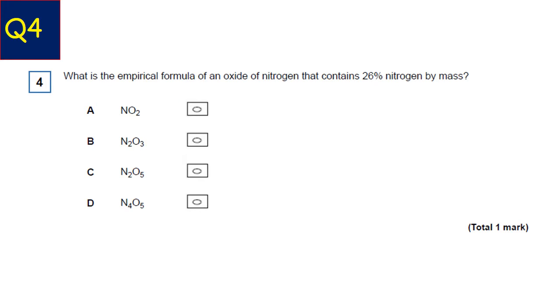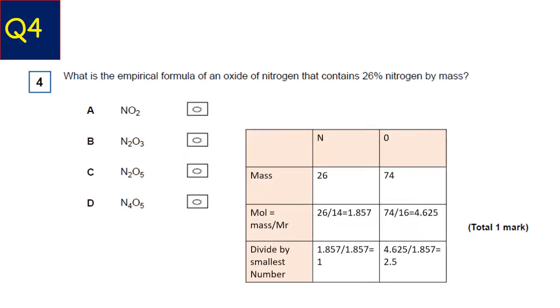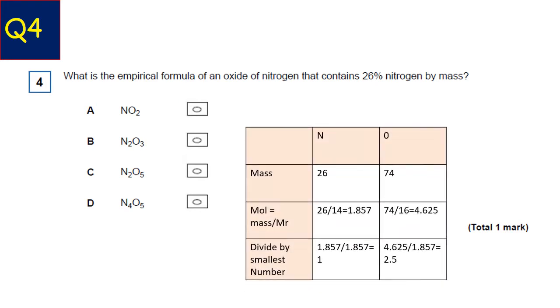Number 4 then, again the same method that we used last time. So we're going to plug those numbers in, and we get down to 1 to 2.5, so it has to be whole numbers, so we double that, and it's N2O5 then.